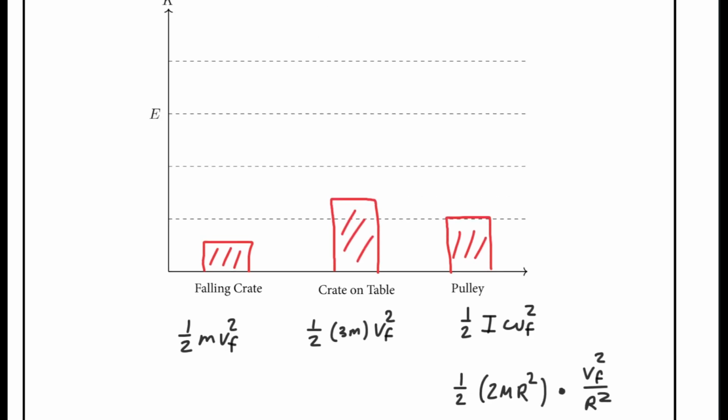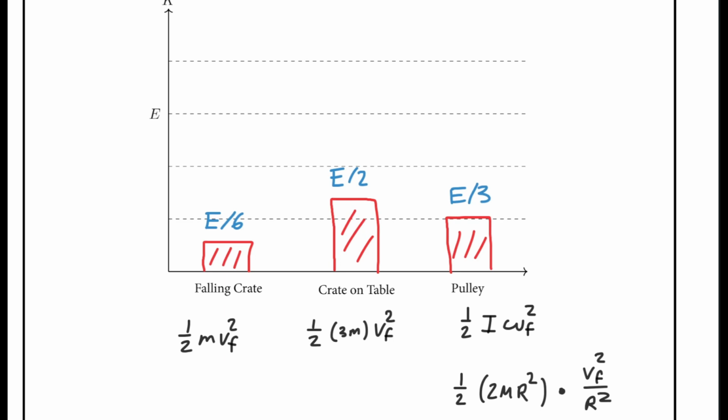All right, so if we actually wanted to label these with numeric values, I would call this 1/6 of the energy that we started with. I would call this 1/2 of the energy that we started with. And I would call this 1/3 of the energy we started with.